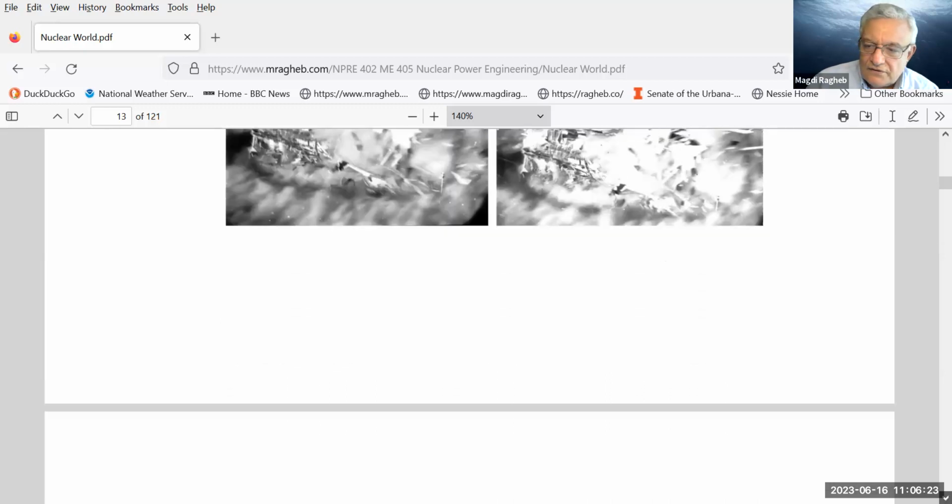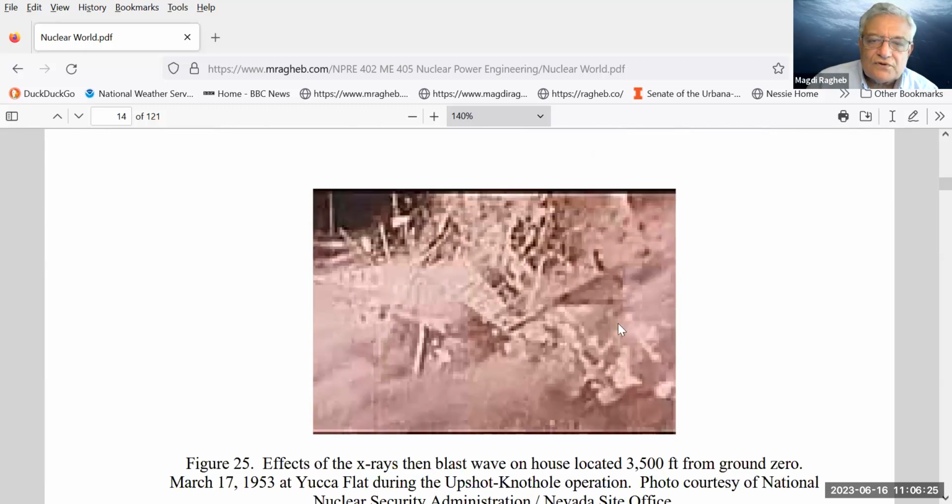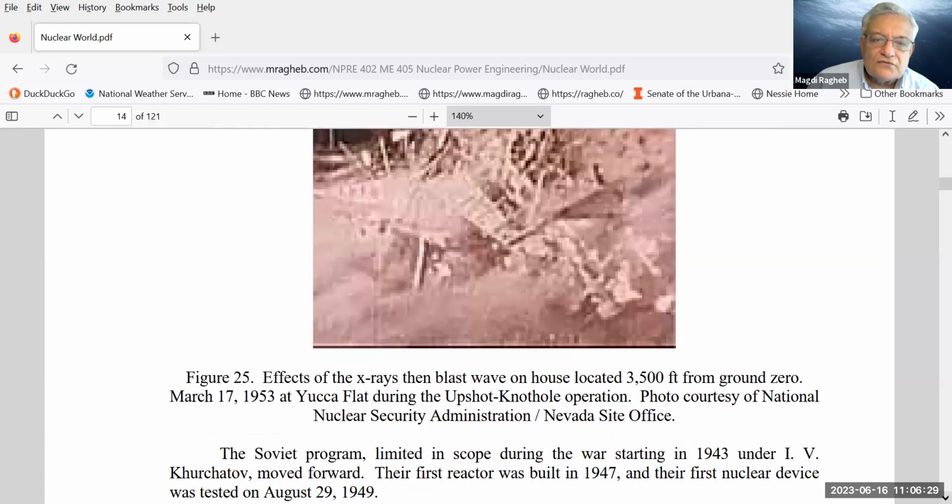So that is, again, the effects of nuclear weapons. That is what you end up with in the end. So the X-rays cause the ignition, a fire, and the infrared, of course, is heat. That's 3,500 feet from ground zero. It's 1.5 miles. 1 mile is 5,280 feet. That was March 17, 1953.